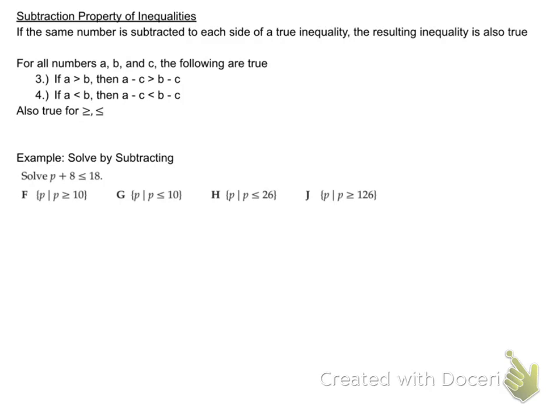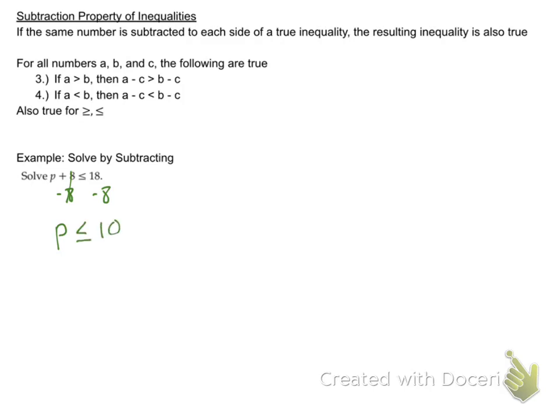So if I ignore, let me ignore for a second, the multiple choice options there, and we just want to solve this. So P plus 8 is less than or equal to 18. You would know that you would have to subtract 8 from both sides to get rid of a positive 8. So these are gone. So P is less than or equal to 10.